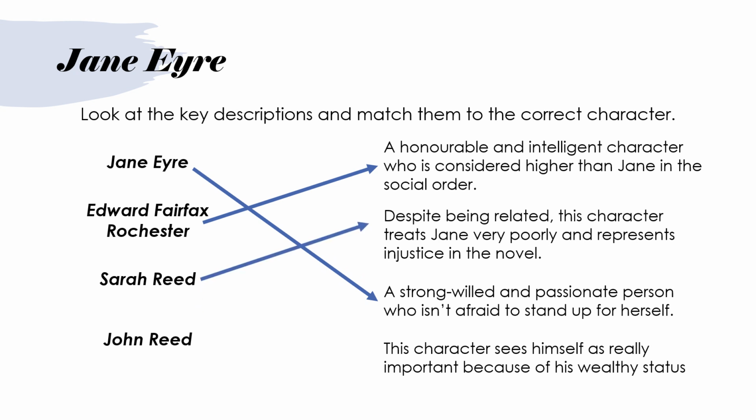Then we have Sarah Reed. Despite being related, this character treats Jane very poorly and represents injustice in the novel. And finally we have John Reed. This character sees himself as really important because of his wealthy status.